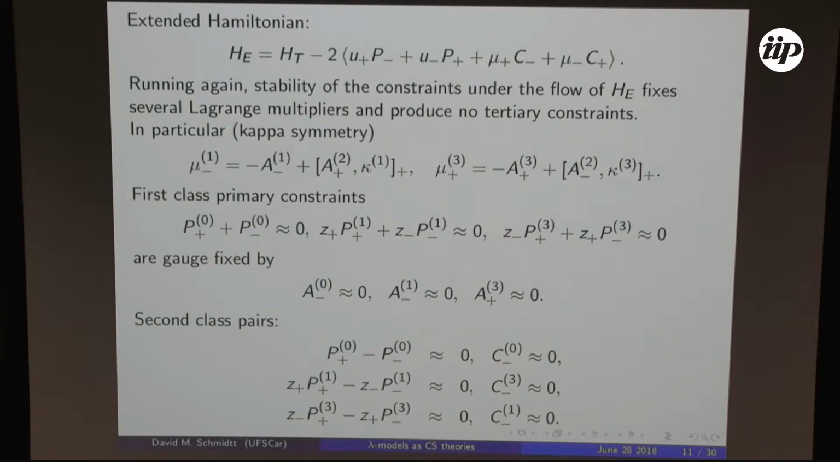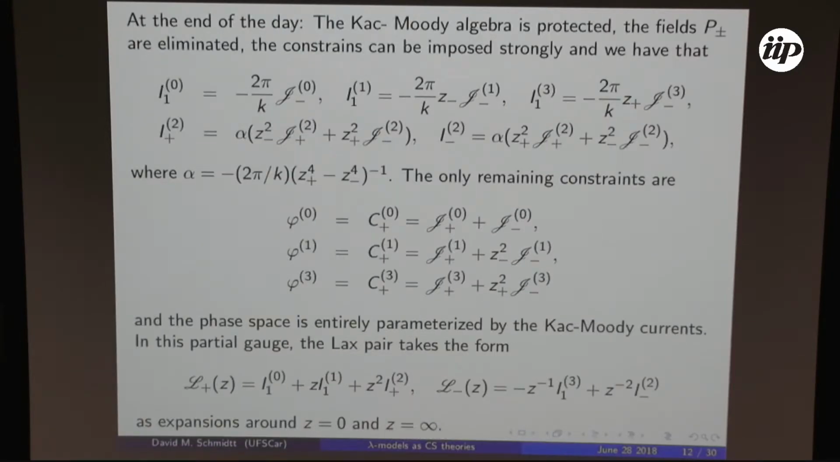The second class pairs, which I can construct between primary and secondary constraints, are those over there. These are carefully chosen because I don't want to spoil the Dirac bracket. I don't want to spoil the Kac-Moody algebra structure of the theory, so it is protected. At the end of the day, we realize that the Kac-Moody algebra is still the same. The fields P are completely eliminated, and all the constraints chosen before can be imposed strongly. So I can write all the dual currents in terms of Kac-Moody currents.